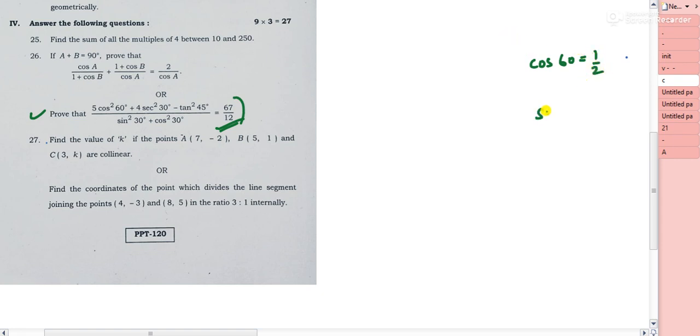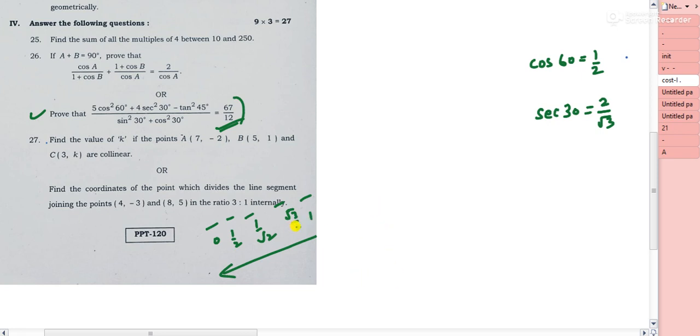Now what about sec 30? You don't know the value of sec, but you know it is the reciprocal of cos. So cos 30 is how much? If I write 0, 1 by 2, 1 by root 2, root 3 by 2, 1, so this is 0, 30. This is for sine, and for cos you have to come in the reverse direction. So cos 30 is root 3 by 2. So sec will become 2 by root 3, correct? Yes, it is 2 by root 3.